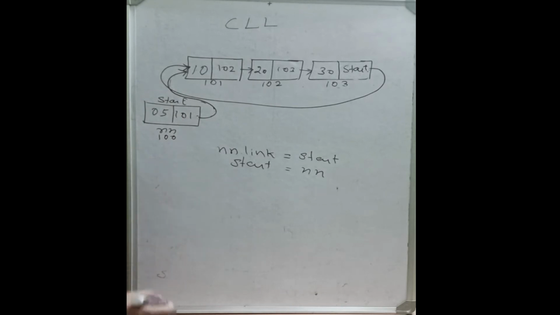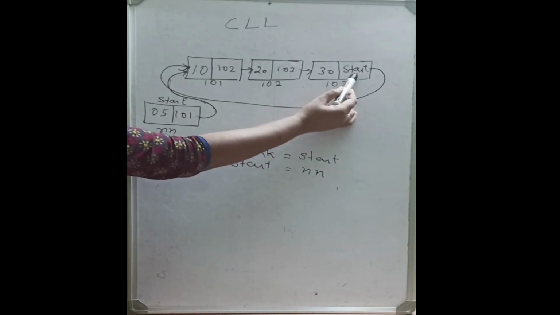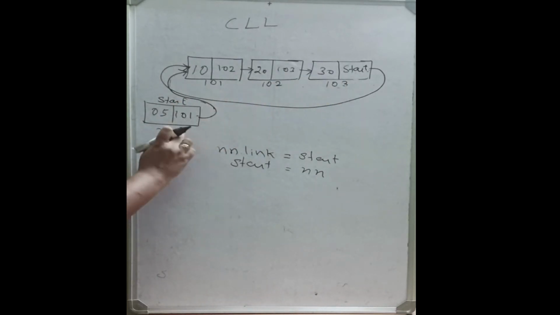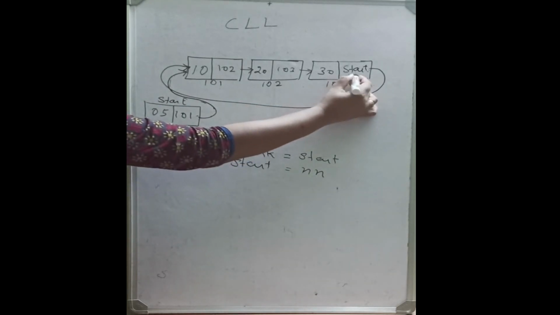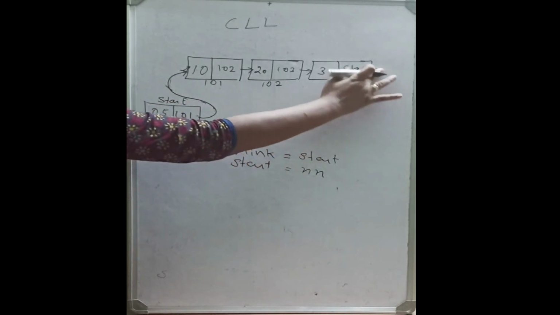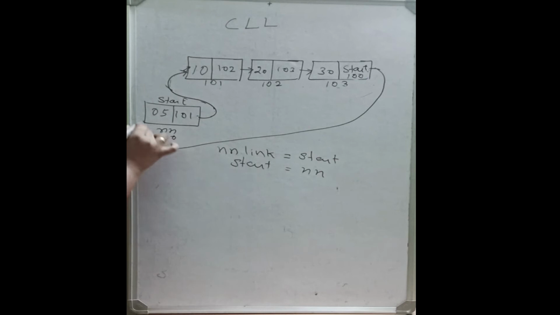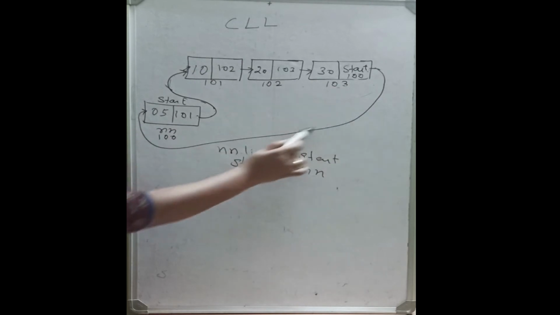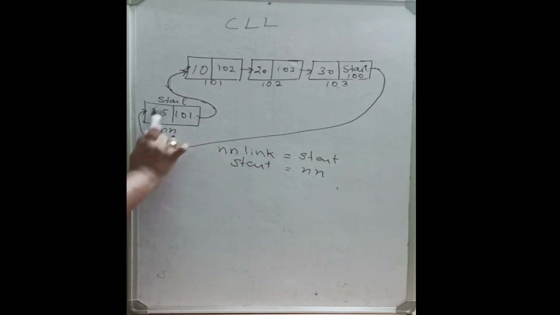So what will happen here? You have already stored the address of start, right? Before, it was 101. The moment you move your start pointer from here to here, the address of start will change to 100. So now this will be changed to 100. This link will be created like this. So this is the first node, second node, third node, fourth node. Again this node will come here. This is your start node. So now we have inserted a new node at the beginning.